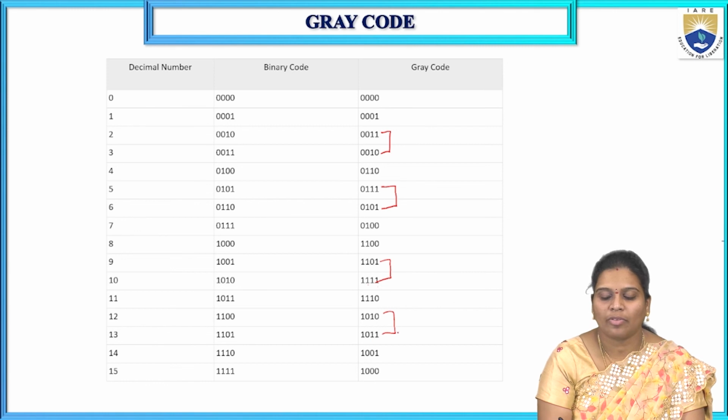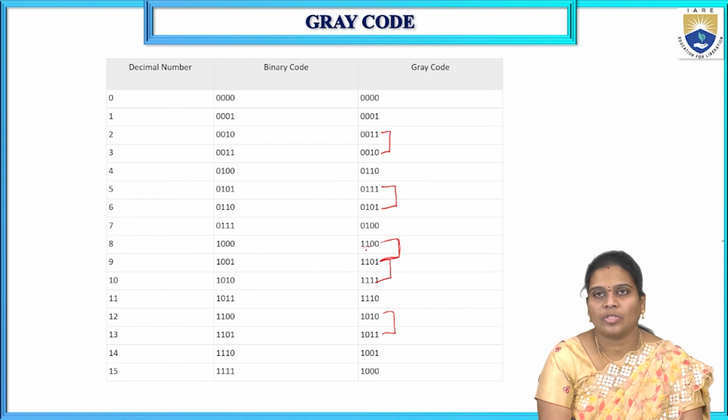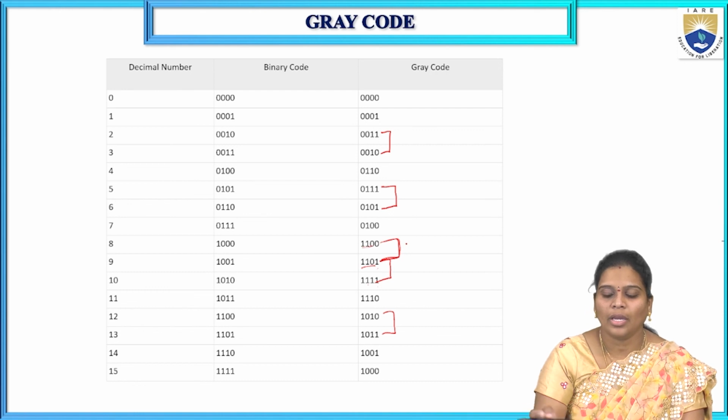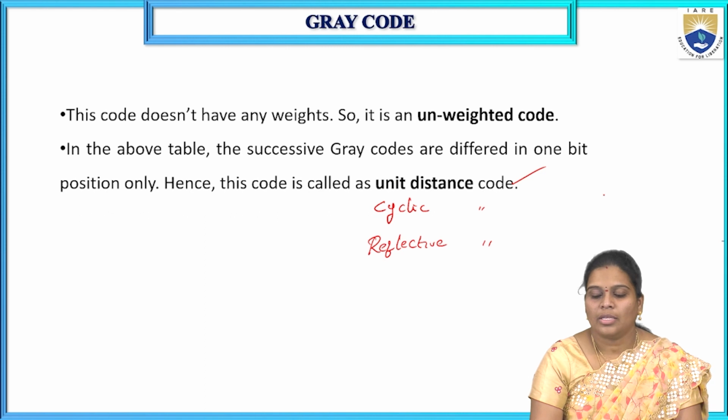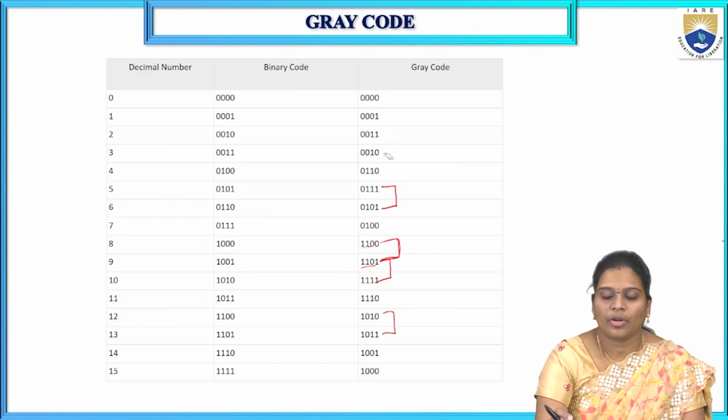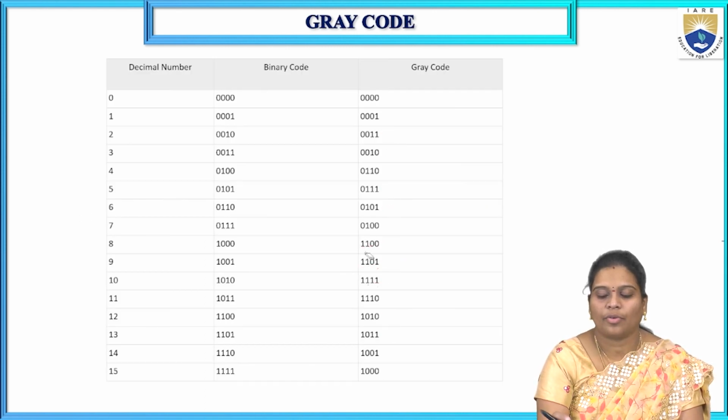So if you observe any two subsequent values, for example these two, 1, 1, 0 and 1, 1, 0, same, only 0 will change to 1. So here the distance is unity. That's what gray code is, a unit distance code. Okay, so it satisfies the unit distance code. Next is how the gray code is a cyclic code and a reflective code.